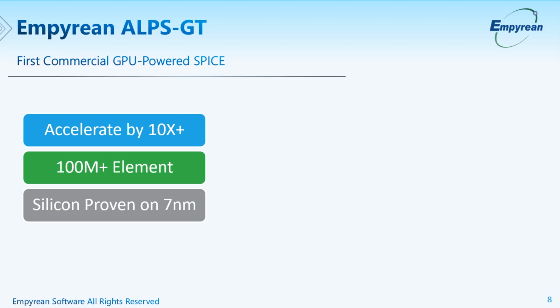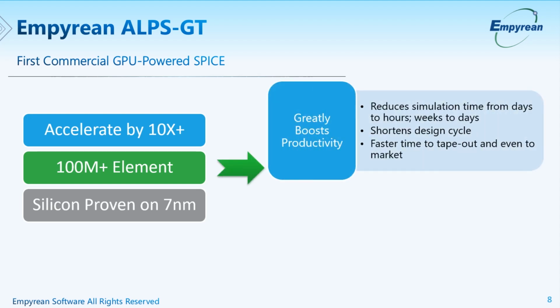So what ALPS-GT does is it can accelerate your SPICE simulation by more than 10x, and the capacity is the same as ALPS, which is more than 100 million elements. And the accuracy has been proven by our customers on 7 nanometer designs with silicon. So with the benefit of more than 10x speed up, a lot of things are going to change. First thing is ALPS-GT can greatly boost your productivity. You can imagine the simulation time can be reduced from days to hours or from weeks to days, and that will shorten your design cycles, which will result in a faster time to tape out or even faster time to market, which is very critical for the company to profit.